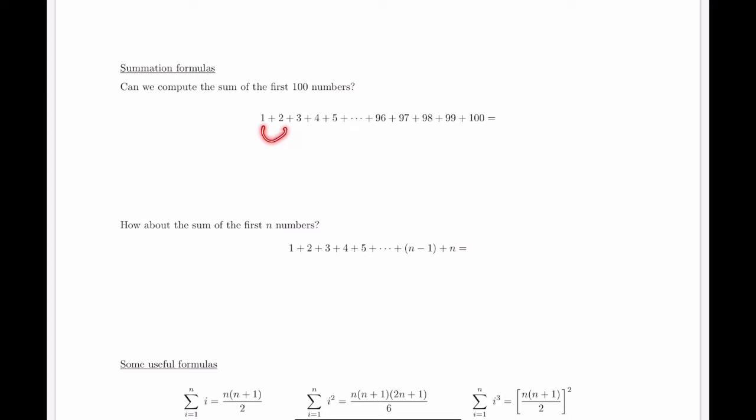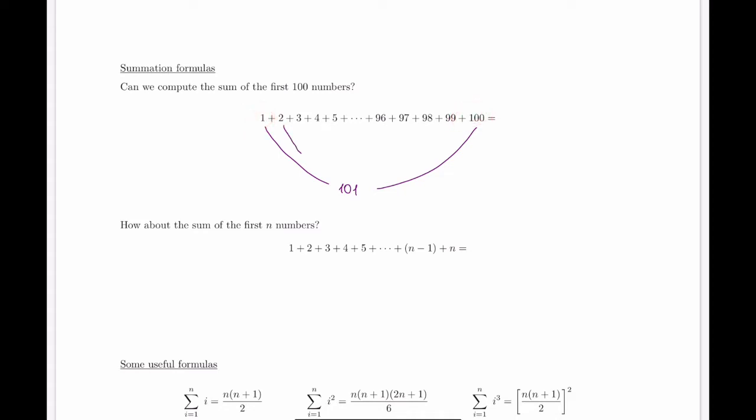So 1 plus 2 is 3, then plus 3 is 6, and plus 4 is 10, and so on and so forth. But this is obviously going to take a while. So instead, let's think about how we can add these numbers to themselves differently. And one interesting thing to notice is if I take the first and the last number and add them together, I'm going to get 101. Right? 1 plus 100 is 101.